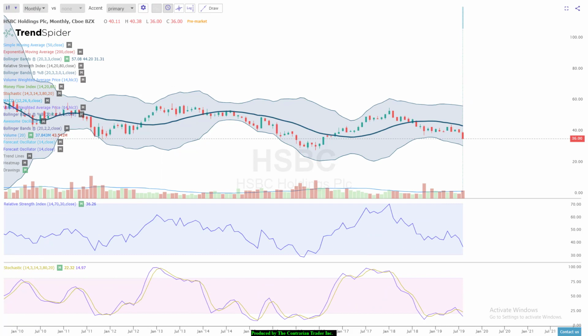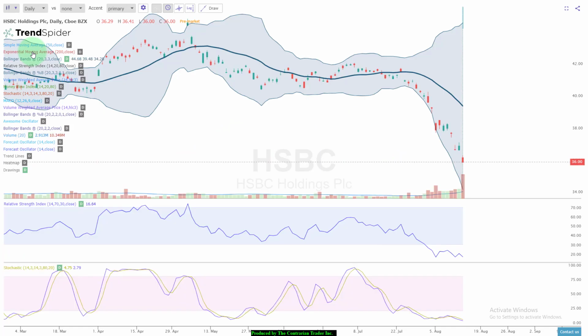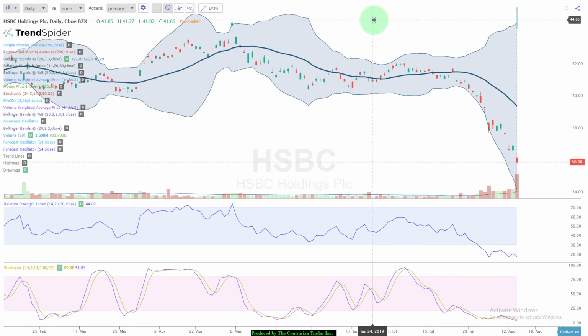Now, the last chart we're going to look at here is HSBC Holdings. And this is one of those banks that has me worried, along with Deutsche Bank and the Italian banks. The Italian banks are an absolute wreck as well. A lot of problems over in Europe, folks. And HSBC is in free fall at current. We have RSI at 16.64. We're forming a double bottom setup.